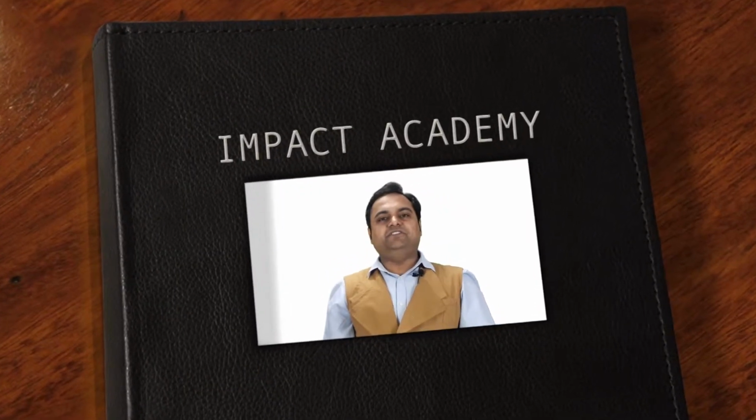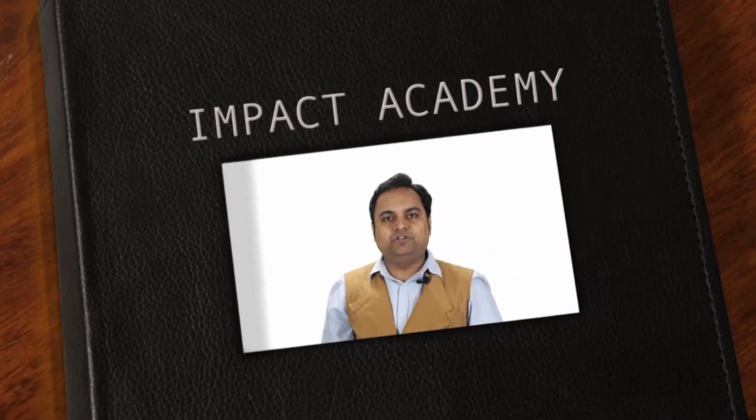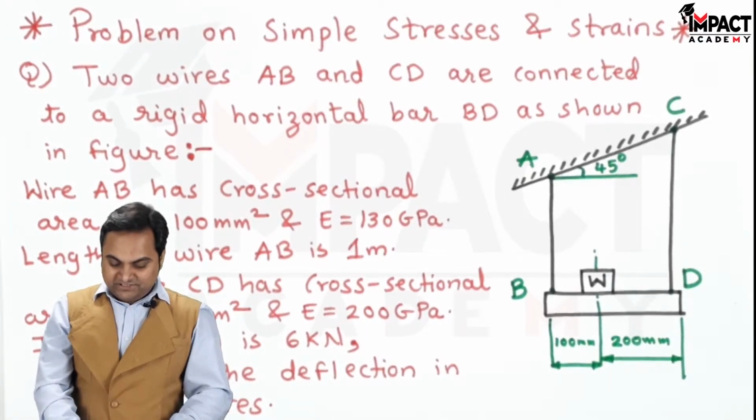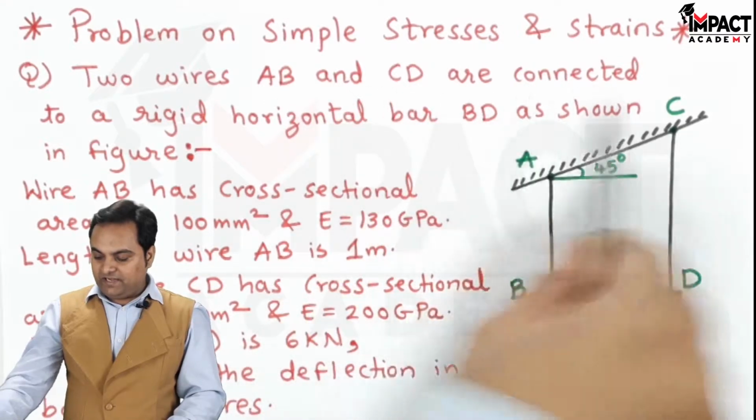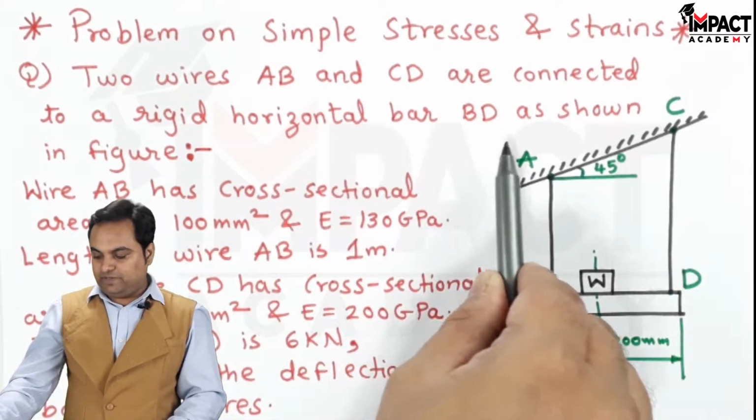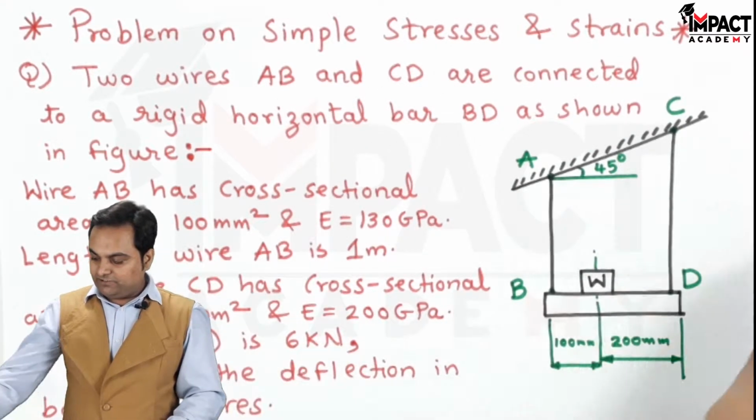Hi friends, here in this video we are going to see a problem on simple stresses and strain. For that, here is the question. Now it is given that two wires AB and CD are connected to a rigid horizontal bar BD as shown in figure. The diagram is given.